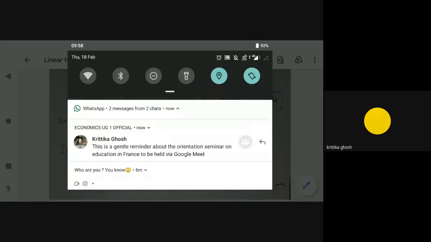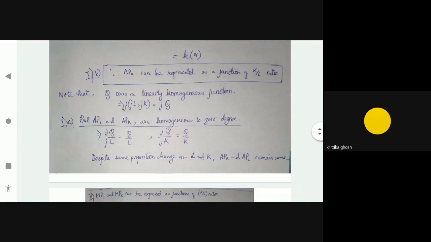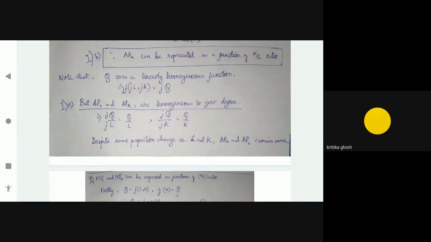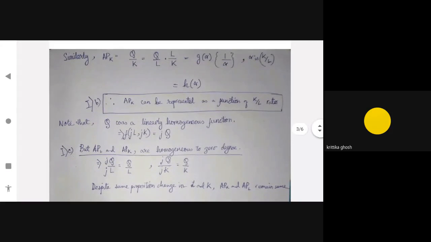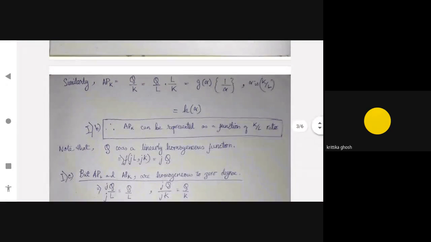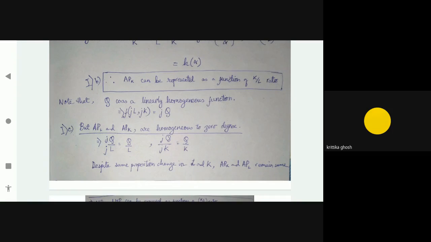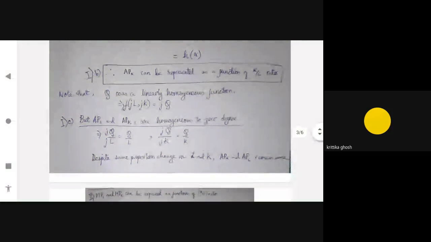That is done. Then, this production function was a linearly homogeneous function, which means if each of the independent variables were changed by a constant, the total output would change. But APL and APK are homogeneous to degree 0, because both of these functions are functions of alpha. Alpha is just the ratio K by L. If we increase K and L both by any arbitrary constant, the ratio remains the same. That is why it is homogeneous to degree 0, there is no change at all.